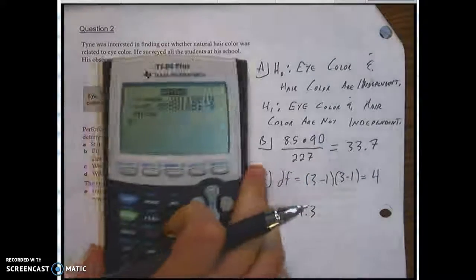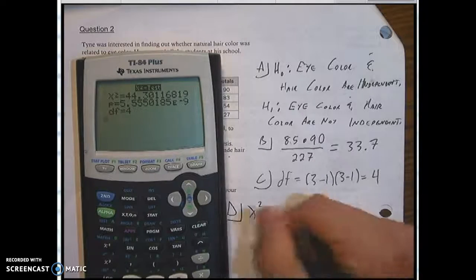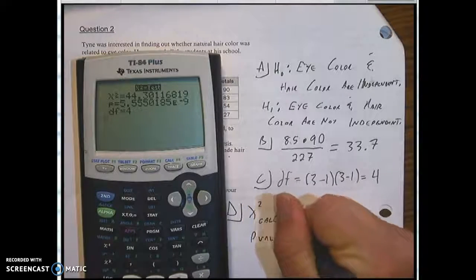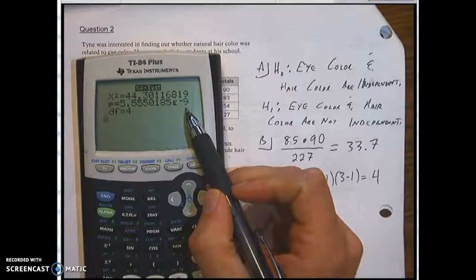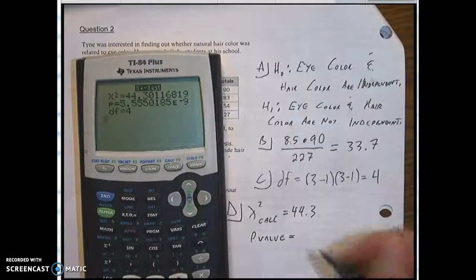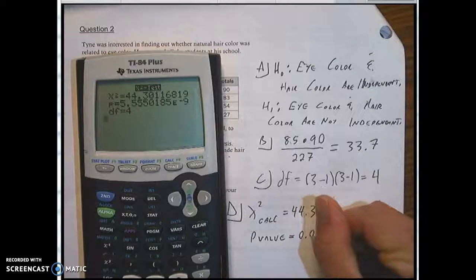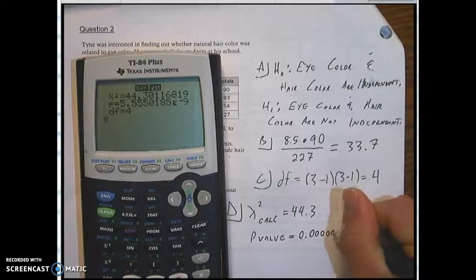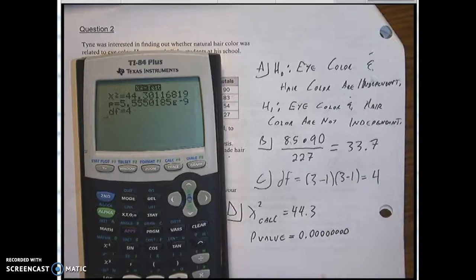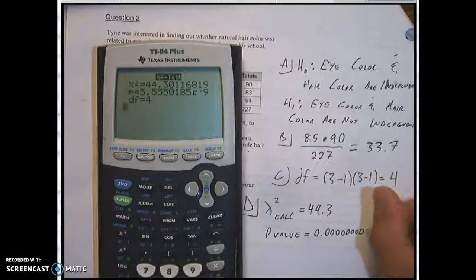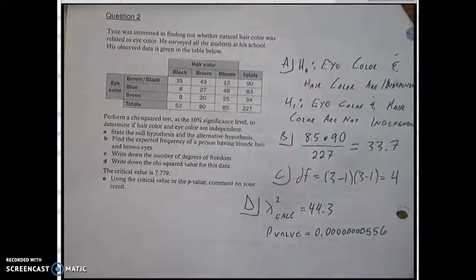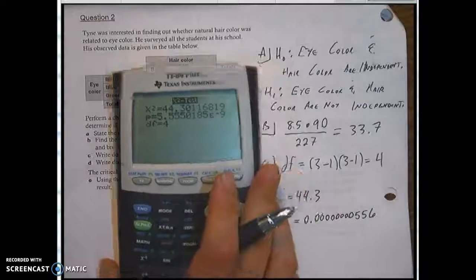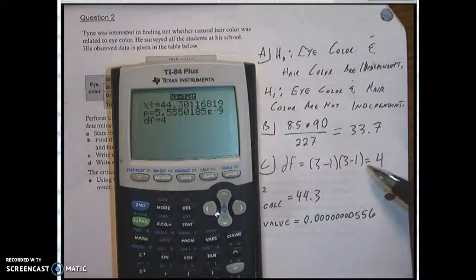Now, I usually write down the p-value as well, because I'm going to use that real soon. And you'll notice this is e to the negative 9th. That means this is 0.000000000, that's 8 zeros, and then 5, 5, 6. So that is a really, really small p-value.